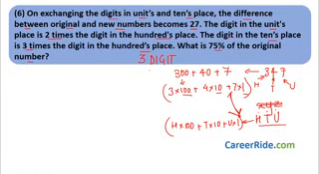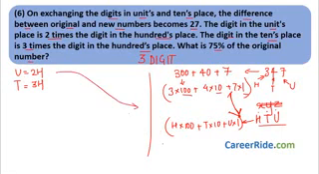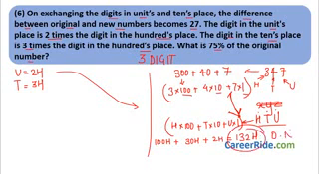Now let's see what they have given. Let's see the conditions. They have given that the digit in the units place is 2 times the digit in the hundreds place, and the digit in the tens place is 3 times the digit in the hundreds place. Let's substitute these values over here. What do we get? 100H plus 30H plus 2H, that would be 132H. This is the original number.